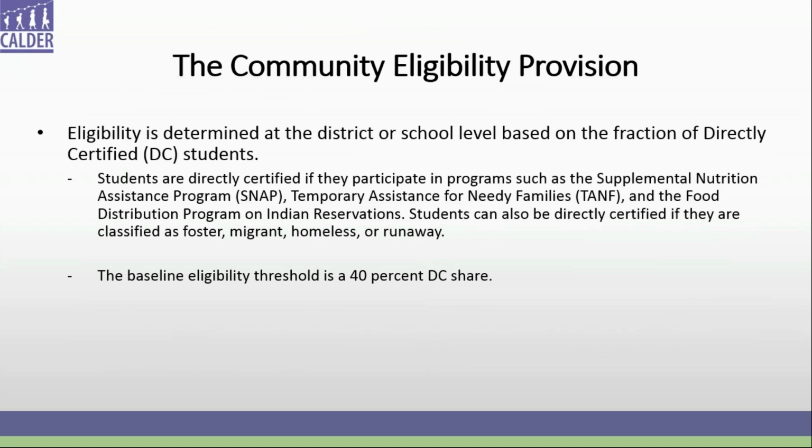Two things I want to get through in this slide: explain what the community eligibility provision is at a very high level, and then explain what direct certification is. They're directly related. For a school or district to be eligible for the community eligibility provision depends on the direct certification share of students in a school. So direct certification is an appealing measure of student disadvantage, I think largely because it's based on objective criteria, enrollment in an established poverty reduction program like SNAP or TANF. There's the food distribution program on any reservations. Students can also be directly certified if they have particular individual circumstances that indicate disadvantage, like homelessness, migrant status, foster, runaway, these kinds of things, okay?